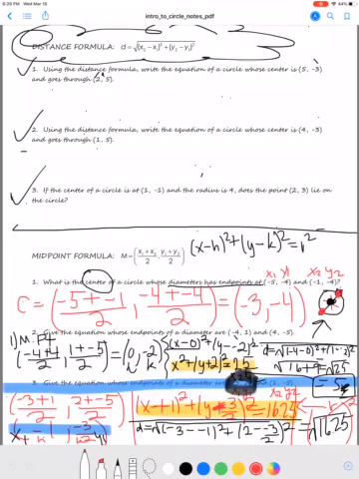Alright, these are tricky problems. Take it step by step. I've practiced these ones a few times. On the quizzes, there's a little bit of practice with it as well.